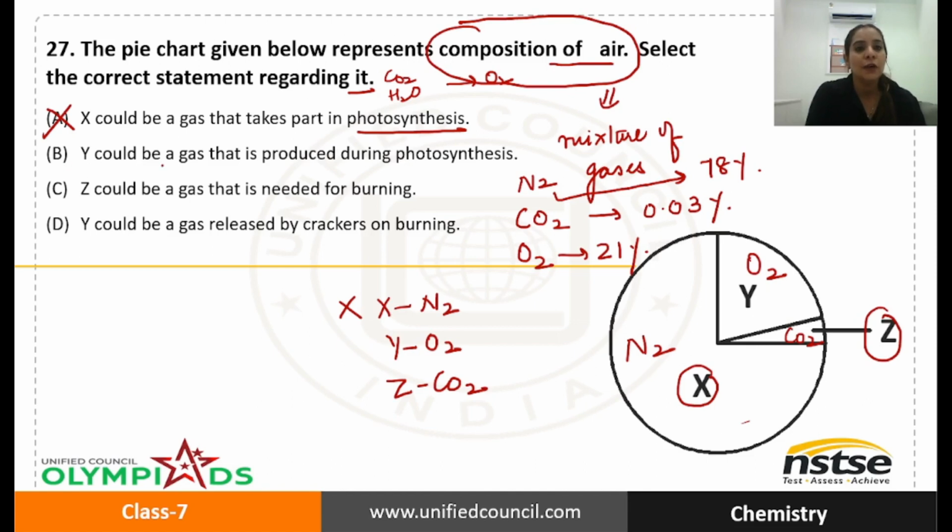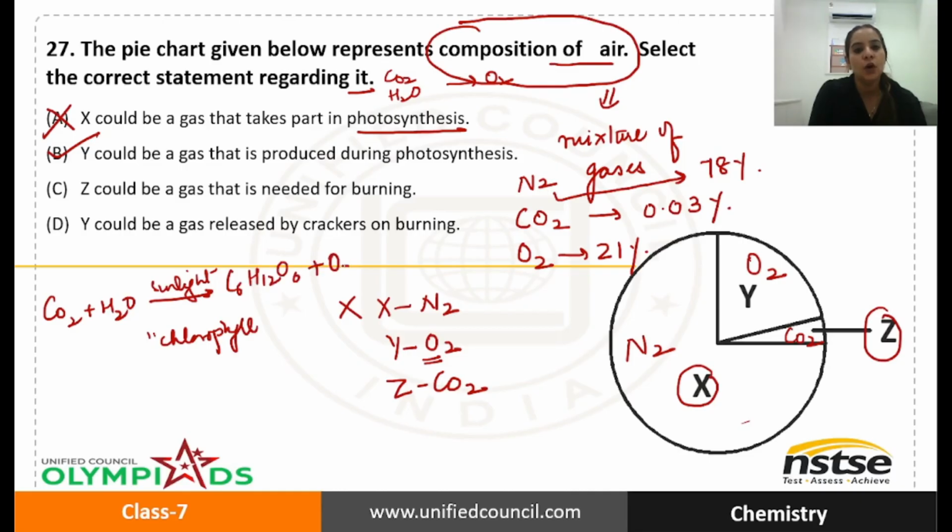Next option, Y could be a gas that is produced during photosynthesis. Yes, Y is produced, this is true. The reason being, when CO2 combines with water in the presence of sunlight, and this is possible just because of the pigment chlorophyll, it forms food in the form of C6H12O6 and oxygen gas is liberated. So this one is true.